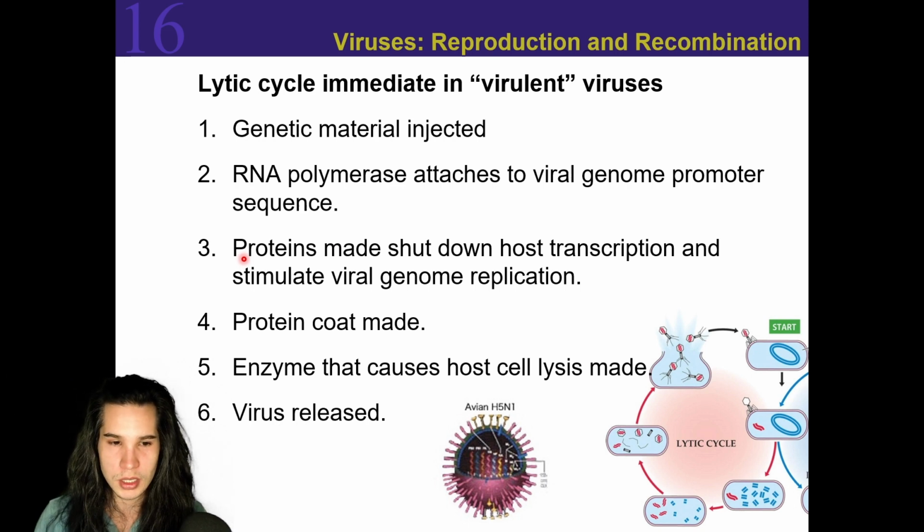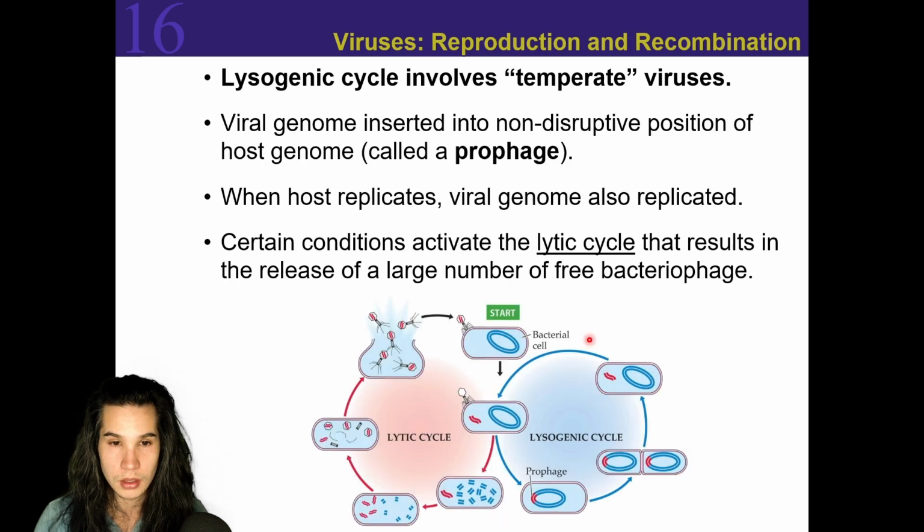and therefore proteins. So proteins are going to be made that will eventually shut down the host's own transcription and stimulate only viral genome replication. And then eventually, with that machinery that you've hijacked from the host, you're going to make more of your protein coat, and then they may create an enzyme that causes the lysis of the host cell. And that's going to release viruses.